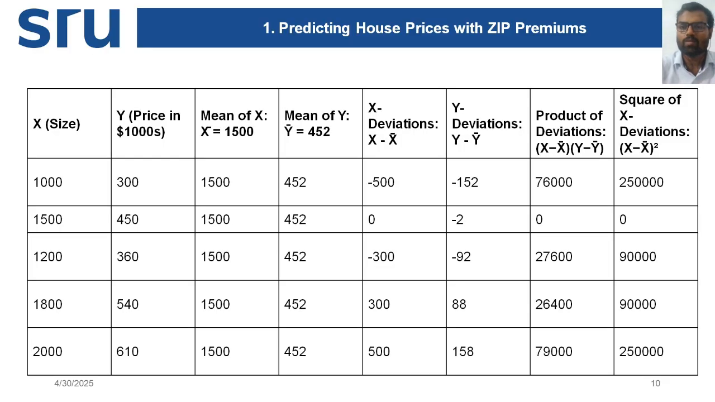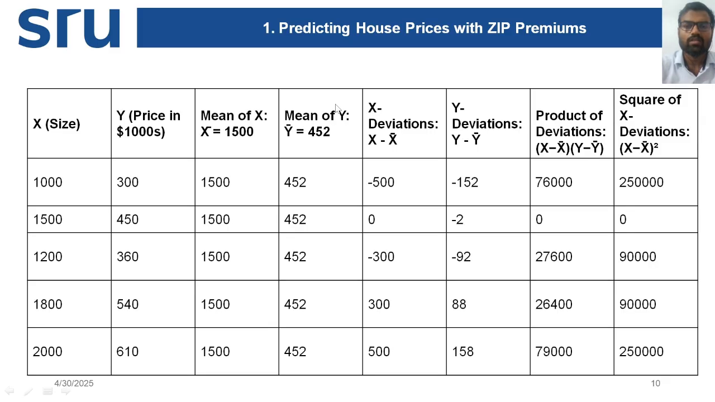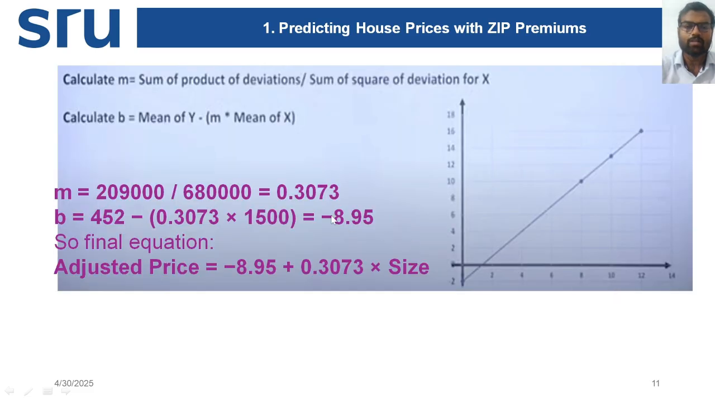deviations divided by the sum of squared deviations. What is the sum of product of deviations? This is the line we are following. We have to sum these up, and we get 2,09,000. And the sum of squares of deviations for x, we sum them, and we get 6,80,000. If you divide that, you get the slope of the line, 0.3073.